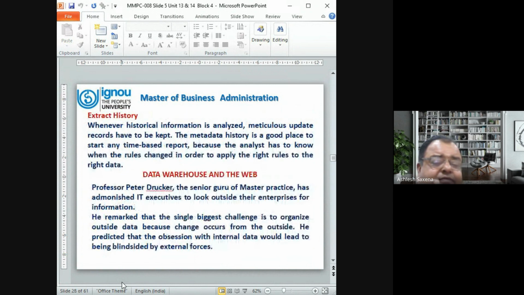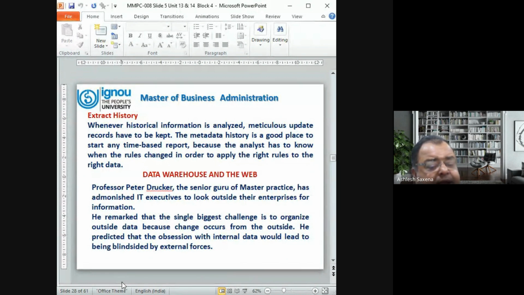The thing is that when you are adding something, the system has to identify to which position it has to be added. Now, extracting the history. Whenever historical information is analyzed, meticulous update records have to be kept. The metadata history is a good place to start any time based report because the analyst has to know when the rules changed in order to apply the right rules to the right data.